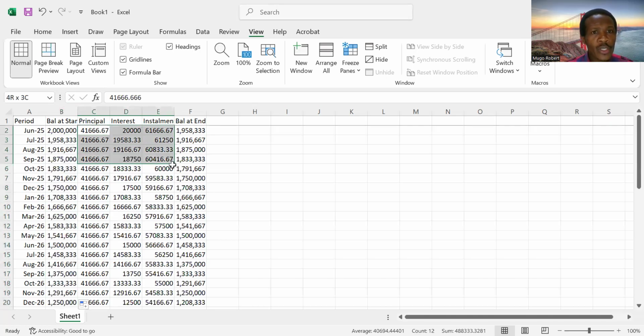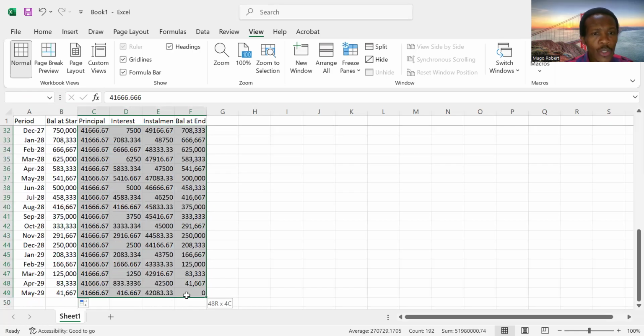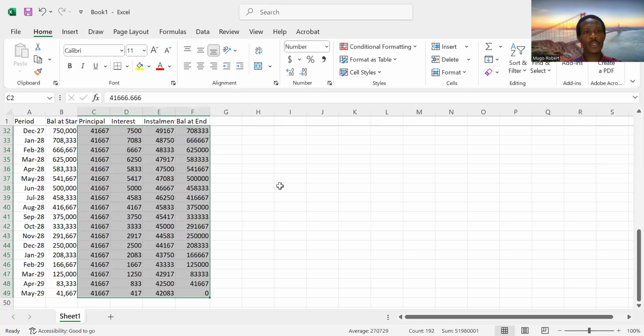Because I want it easier for rounding off, allow me to round off these figures to 0 decimal places. I go to the home page. I want to remove these decimals.